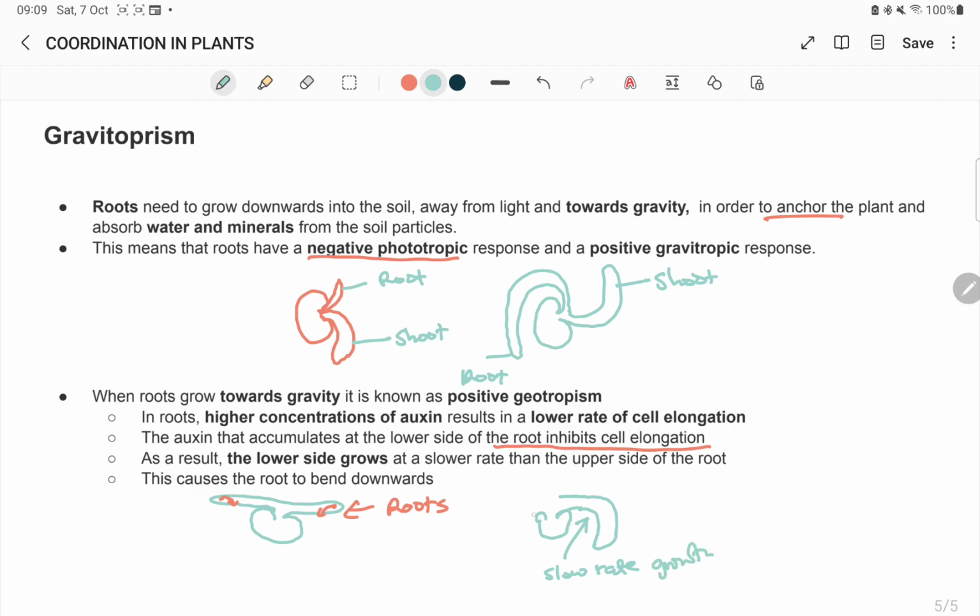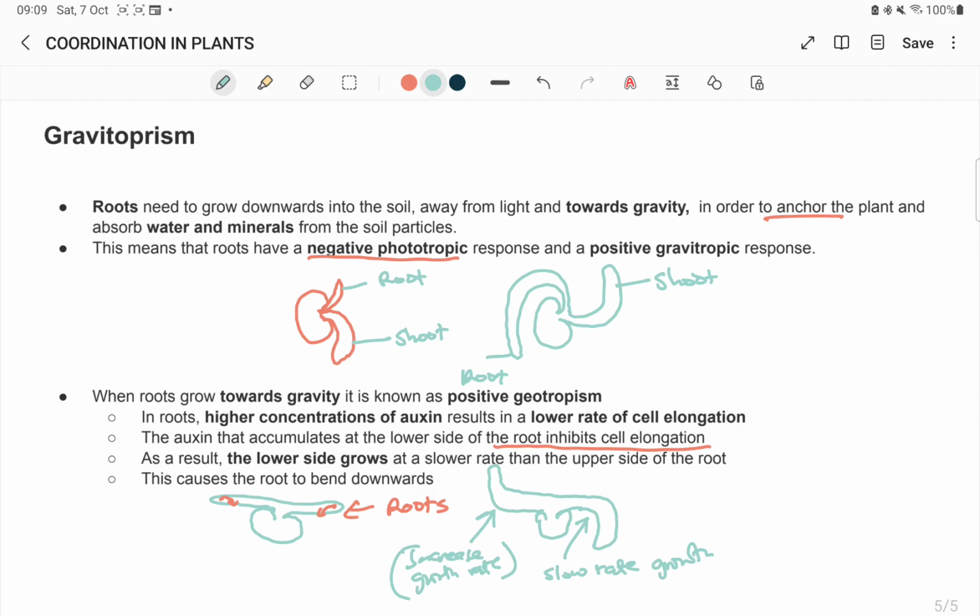towards the soil and towards gravity, because of the slow rate of growth on the lower side, which has high concentration of auxins. For the shoot, it is the opposite. Because of the high concentration in the shoot, it increases growth rate and elongation. Hence, it will bend upwards so that it can move towards the light.